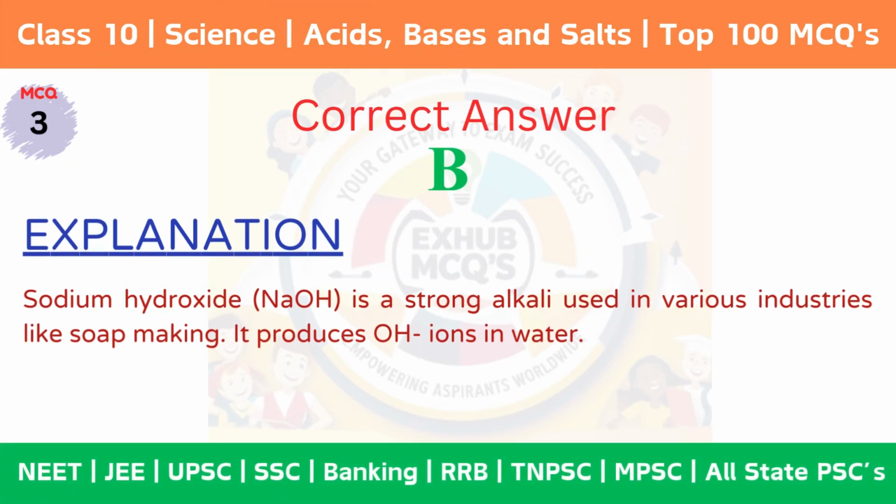Explanation: sodium hydroxide, also known as caustic soda, has the chemical formula NaOH. It is a strong alkali used in soap making, paper production, and other industries.